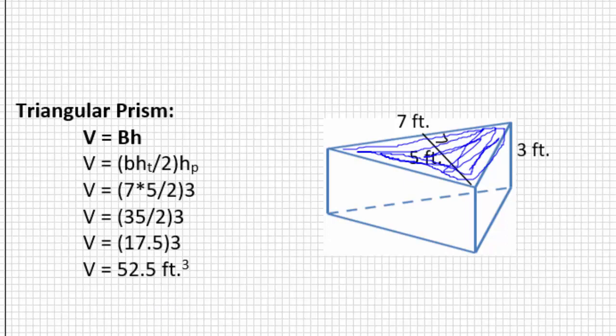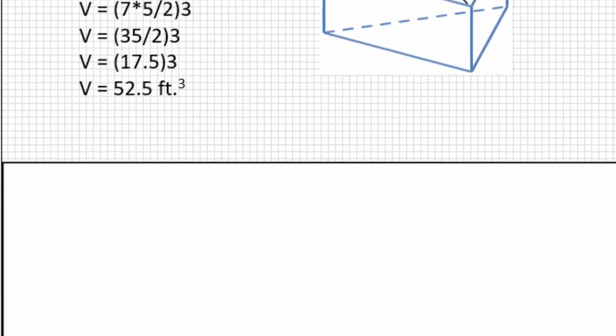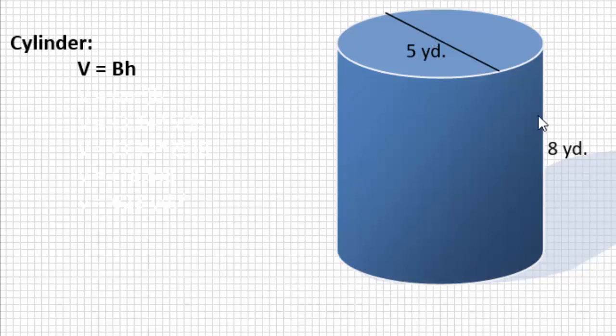Let's go ahead and take a look at our third and final example. For our third example, we're going to calculate the volume of this cylinder. So we're going to rely on the work that we did just a few weeks ago to be able to find the area of a circle, to be able to help us find the volume of this cylinder.